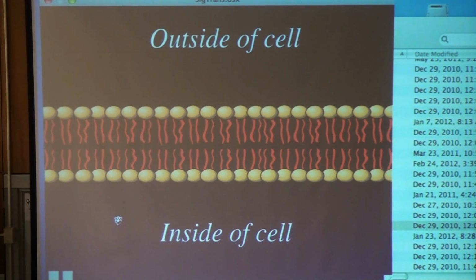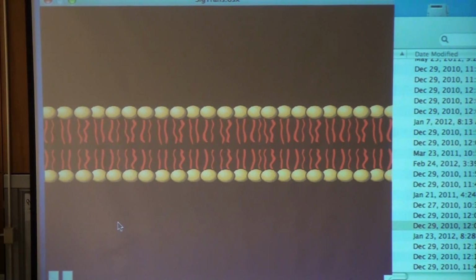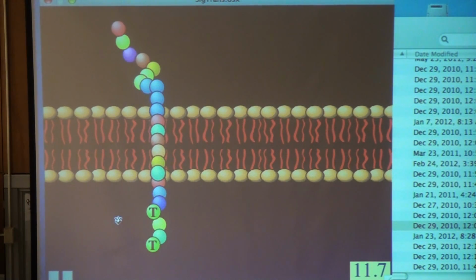A tyrosine kinase receptor would look something like this, like that. And they always have some tyrosine amino acids as part of their intracellular domain. Tyrosine is just one of the 20 amino acids. And the signal transduction begins like this. The tyrosine kinase receptor binds the signal molecule. Nice little binding site for it there.